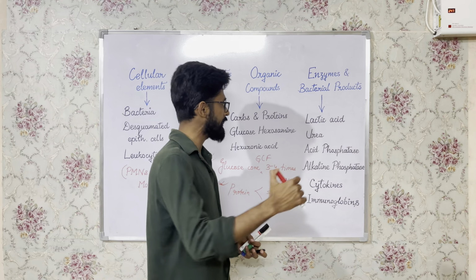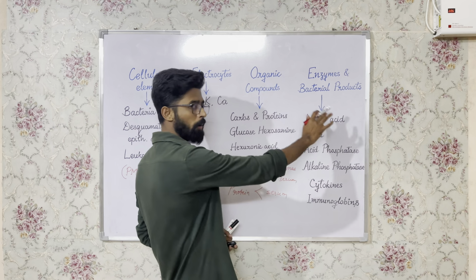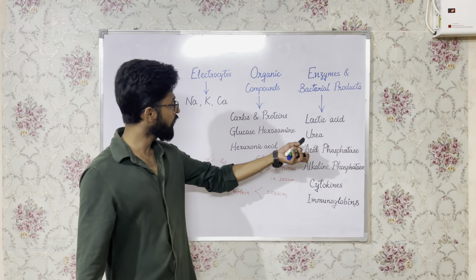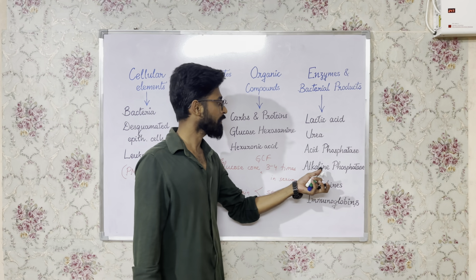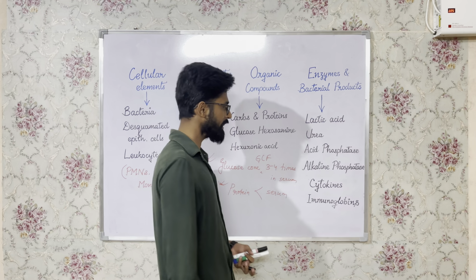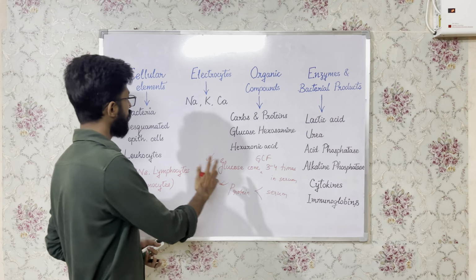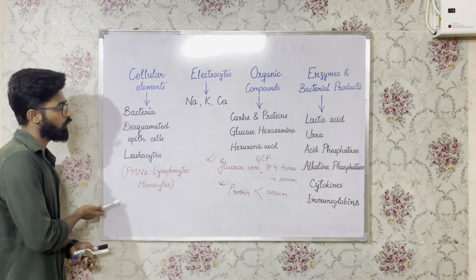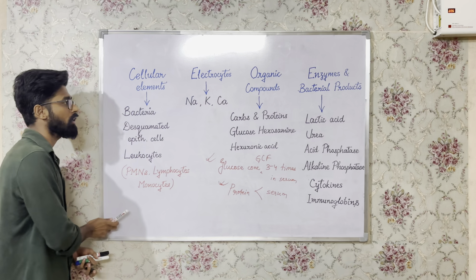Now coming to the enzymes and bacterial products. There are numerous enzymes and bacterial products that have been identified, but for the sake of completing this chart, we are mentioning a few of them, like lactic acid, urea, citric acid is also there, acid phosphatase, alkaline phosphatase, cytokines, immunoglobulins, right? And many more are there. You can write here and many more. Okay. So students, this chart is not in my notes also. So if you want, you can take the screenshot of this and you can write this in your exams.